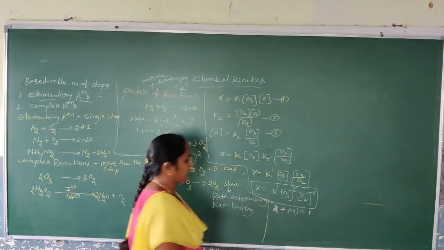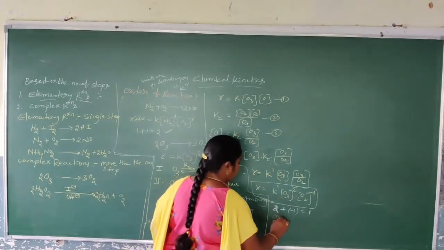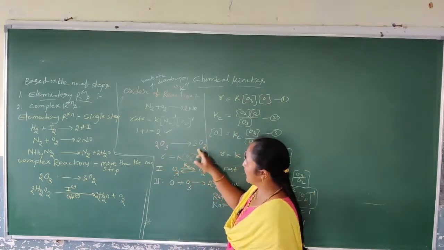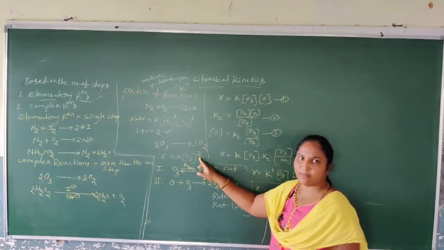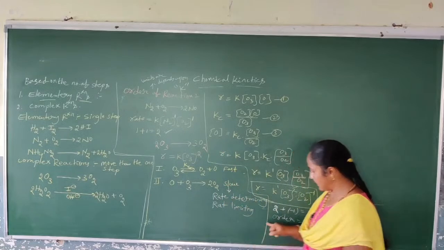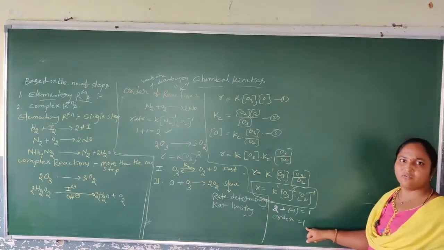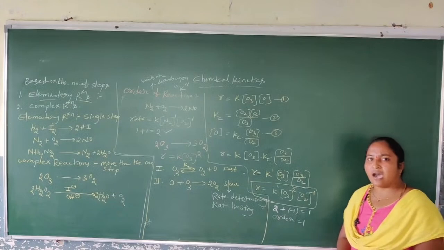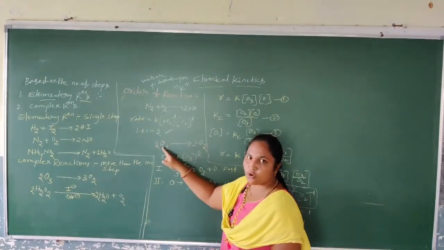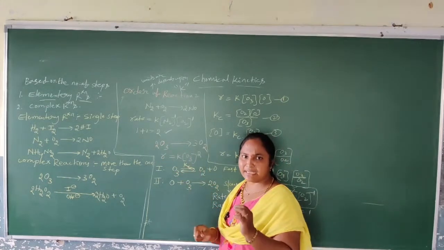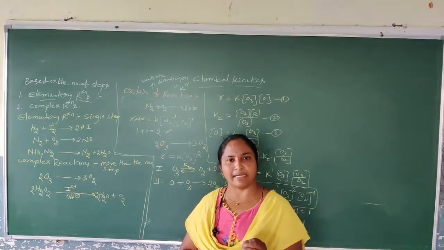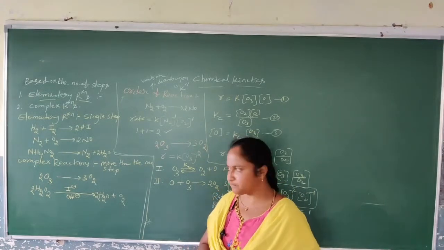So what is the order of this reaction? The order of this reaction is first order. By seeing the balanced chemical equation, we would get second order. But order is experimental. Experimentally, we find the order of the reaction is 1. That is the difference. You understood? The order of a reaction does not depend upon the stoichiometric coefficients in the balanced chemical equation. The order of a reaction is calculated experimentally. It is not a theoretical one.